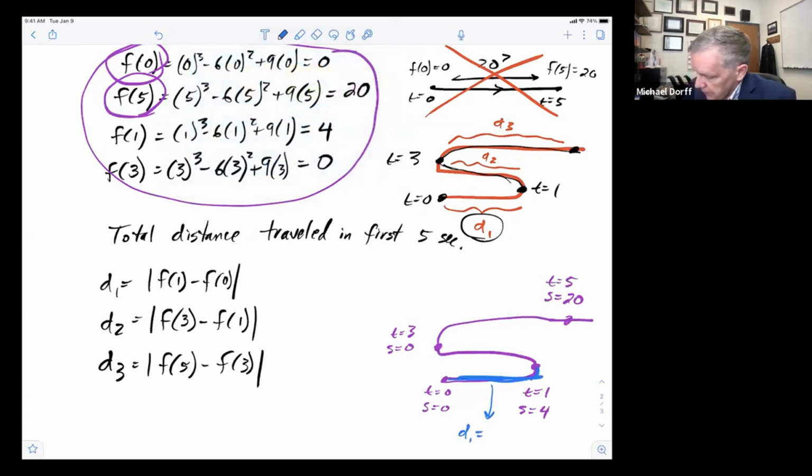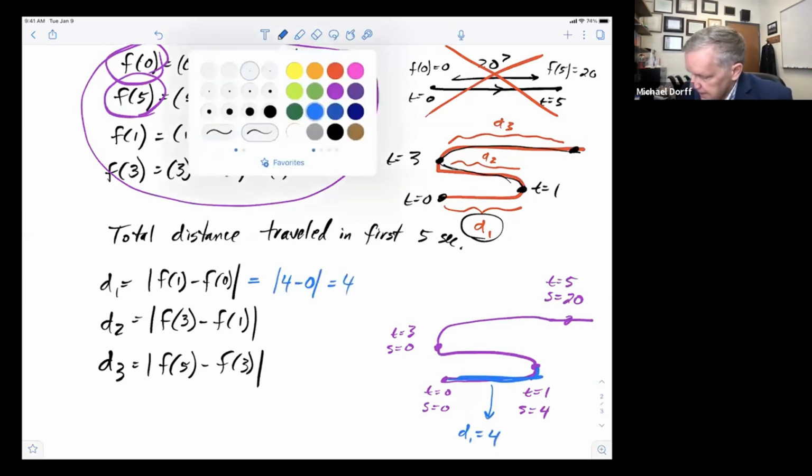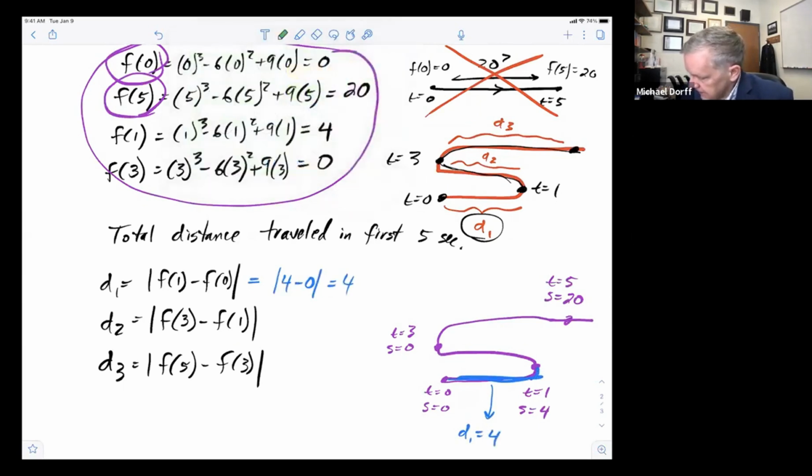Okay, that's cool. Here, if I plug these values in, it's absolute value of 4 minus 0, which is 4. So that distance is 4. Then if I use green here, this distance here, this is going to be absolute value, and I'm going to have 0 minus 4, which is 4 also. So there we have D2 equals 4. Okay, and the last one, do in red, and here we have f of 5, which is 20, minus 0.